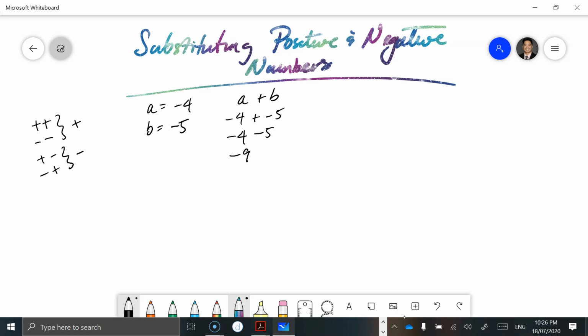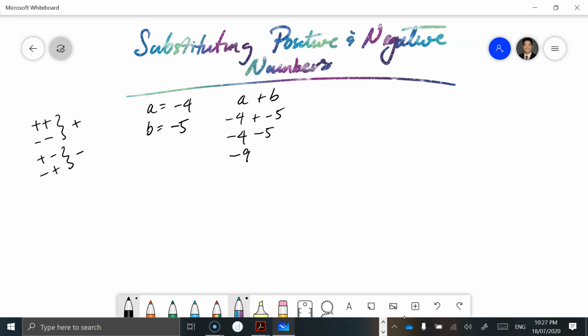Your positives and negatives rules are very different when you multiply and divide compared to adding and subtracting. So again, things that have been covered in the past, please make sure that you revise over that.